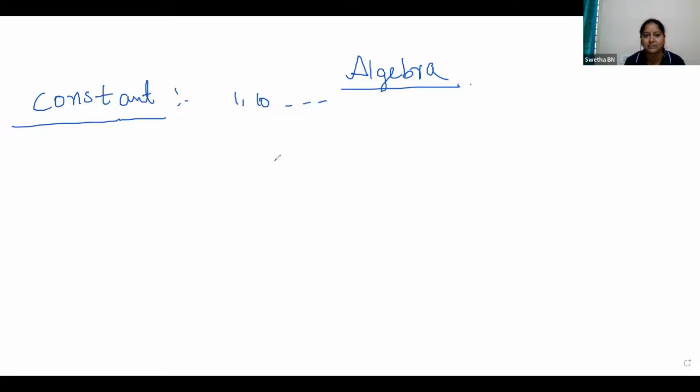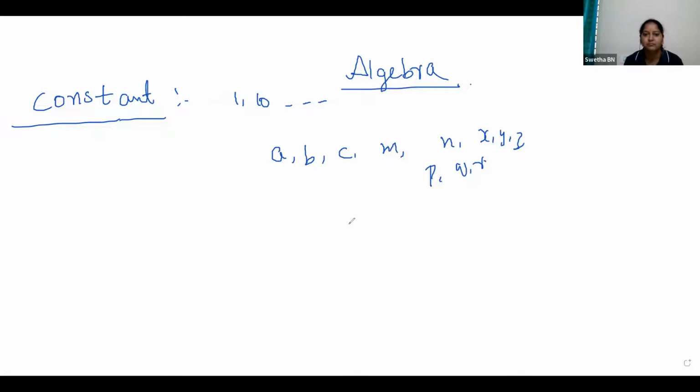And variables are nothing but we use English alphabets, right? So A, B, C, R. You can use any letter, X, Y, Z, P, Q, R. You can use any alphabet. So these symbols do not have a fixed or definite value, right? Now you can assign any value for that.